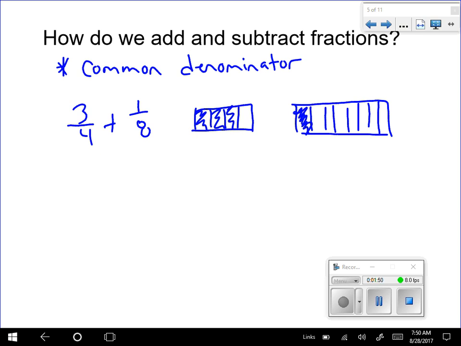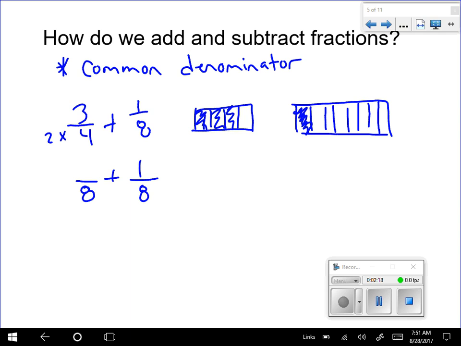We're going to use our denominators. If we look at them, we want to find a multiple that both numbers have. Okay, so in this case, it's pretty easy. Both numbers have a multiple of 8. So this one doesn't change, but this one does. So what did we do to 4 to get to 8? Well, we multiplied by 2, and a lot of times I like to write that over to the side.